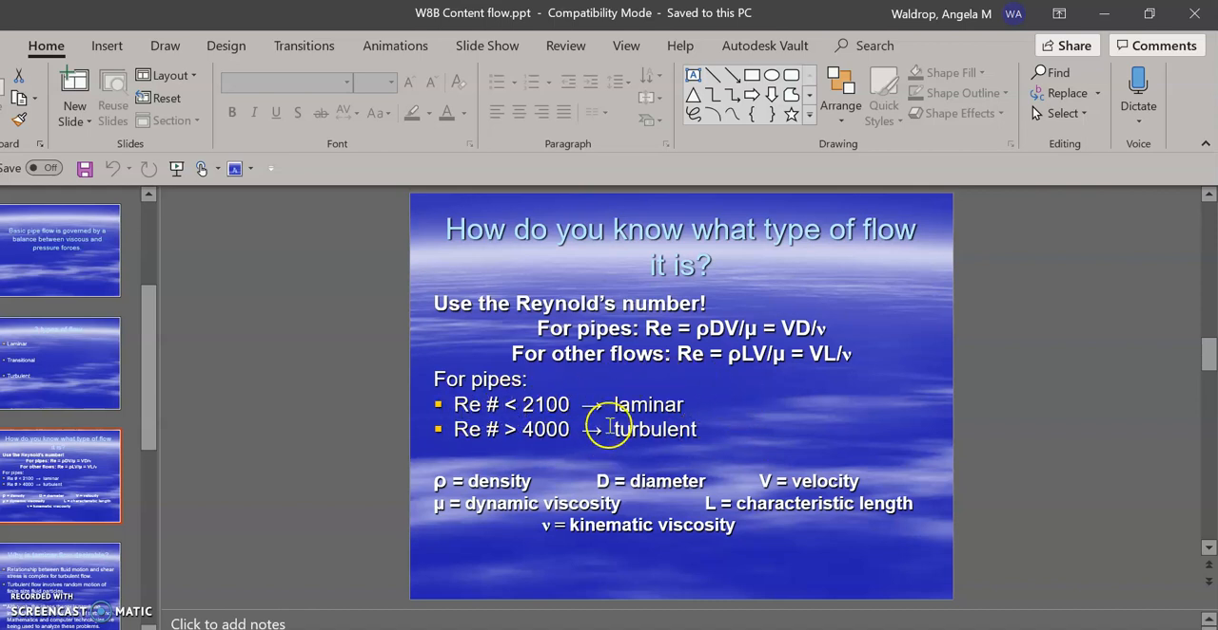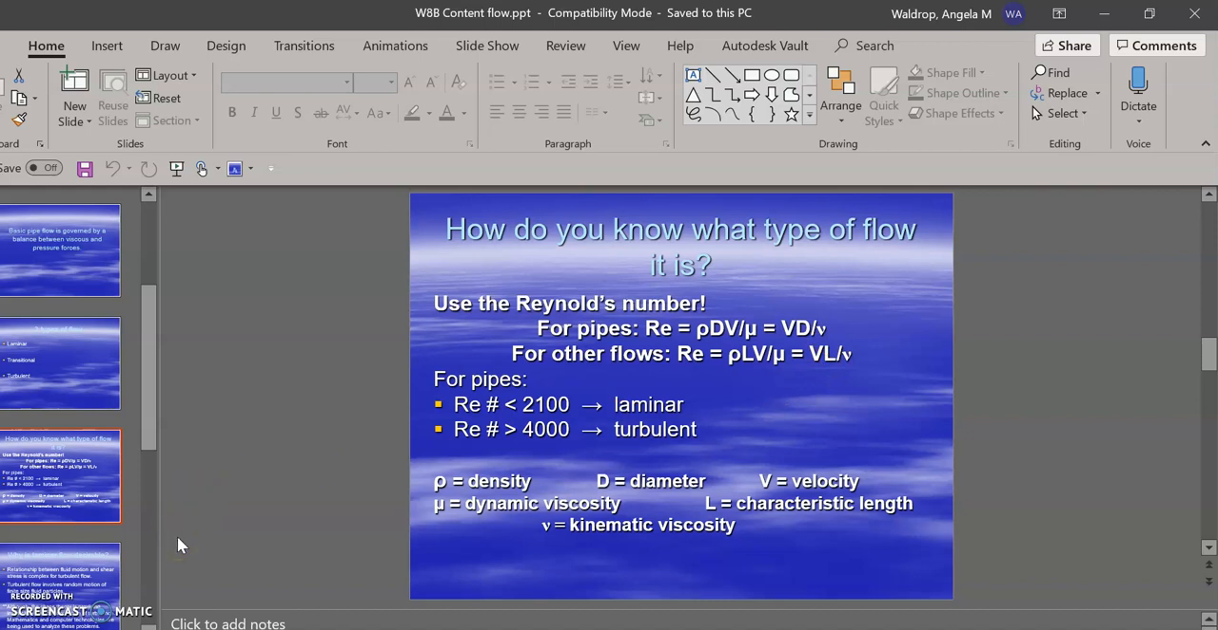So these numbers only apply for pipes. For the other flows, we'll probably have some sort of a length that might say over this much space it'll be laminar, and then it'll transition to turbulent. So we have to look at the problem to see what we're doing for those particular types of calculations.